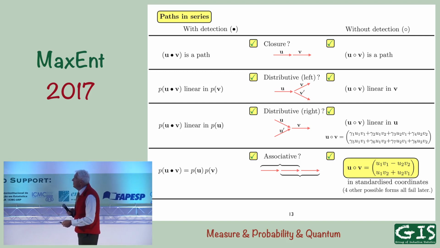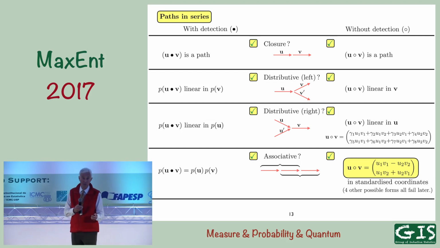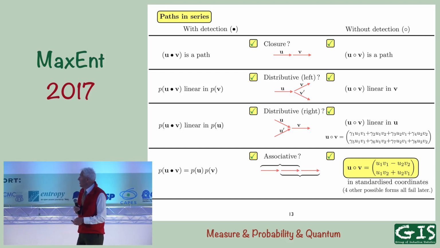Distributivity on the two different sides gives me linearity both ways, so that this thing has to be linear in both its arguments, so it has to be some bilinear form with 8 coefficients. And we have associativity. If I have paths in series, it doesn't matter which way I combine them, I get the same answer. And that forces this bilinear form to take this form. There's some other stuff which is rejected for other reasons later.